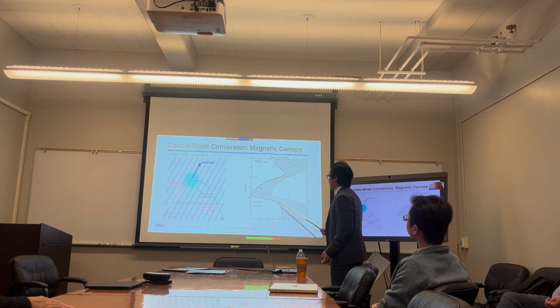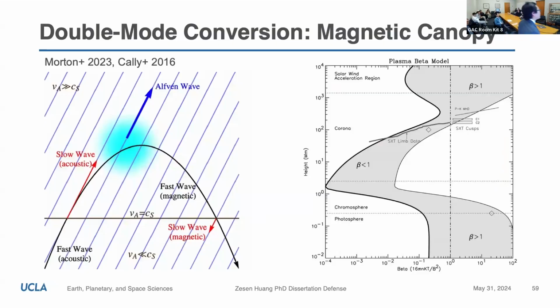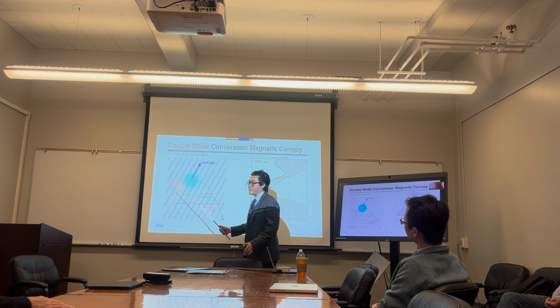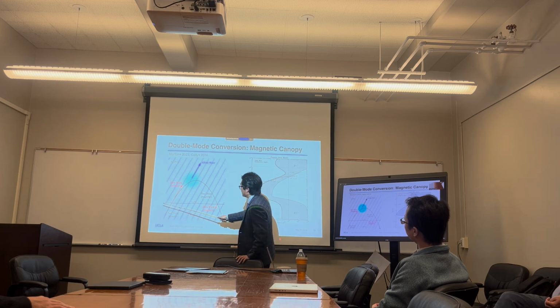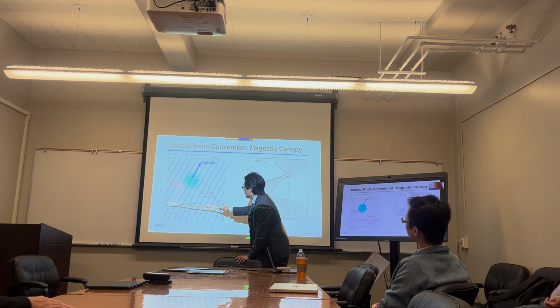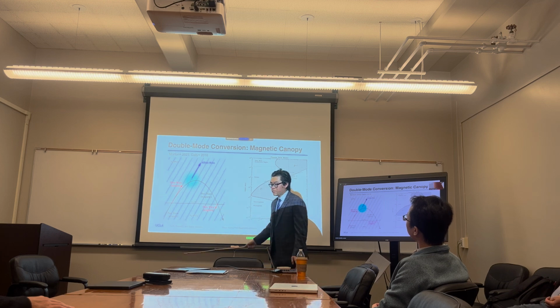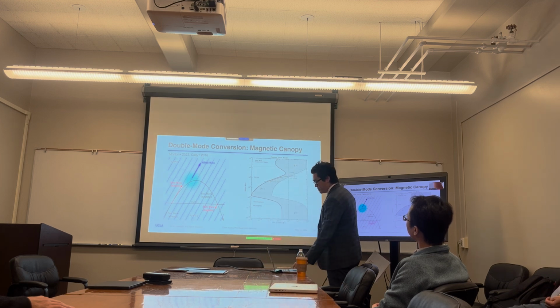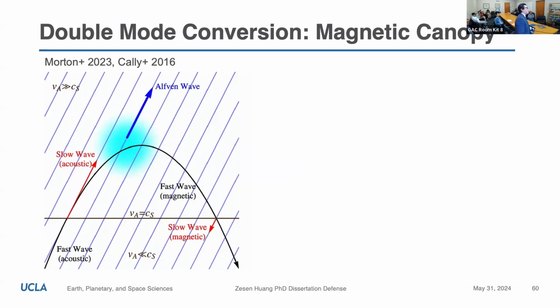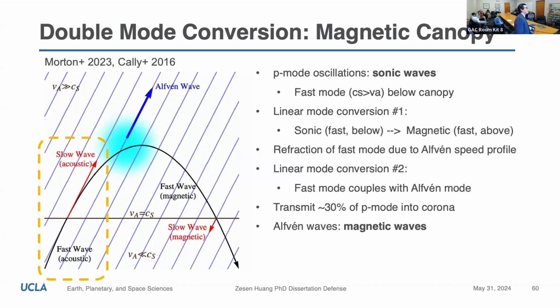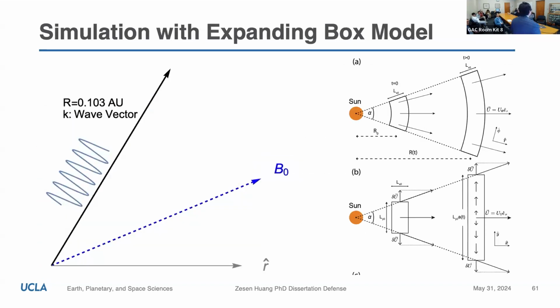People propose that there will be a linear mode conversion from the p-mode, which is acoustic in nature, to the fast mode above, which is magnetic in nature, at this layer where the sound speed equals the Alfvén speed, which people call the magnetic canopy. Does that really happen? In our study, we do a simple 1D simulation with an expanding box model to see whether this linear mode conversion actually happens.